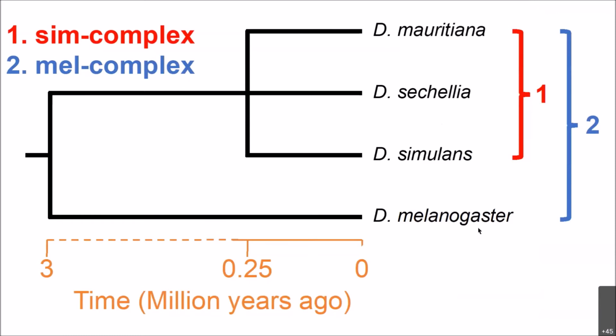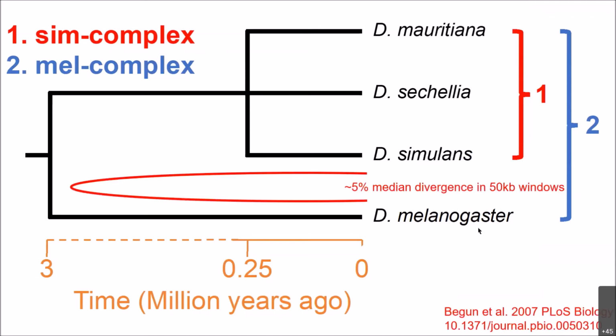The divergence between them has happened only in the last couple of million years, and the Sim complex has only diversified for less than 1 million years. So we go on to the next slide. And in this time, the difference between Drosophila melanogaster and the Simulans complex is less than 5%. It's about 5% divergence in 50 kb windows that you can align. And this was reported about 14 years ago now.